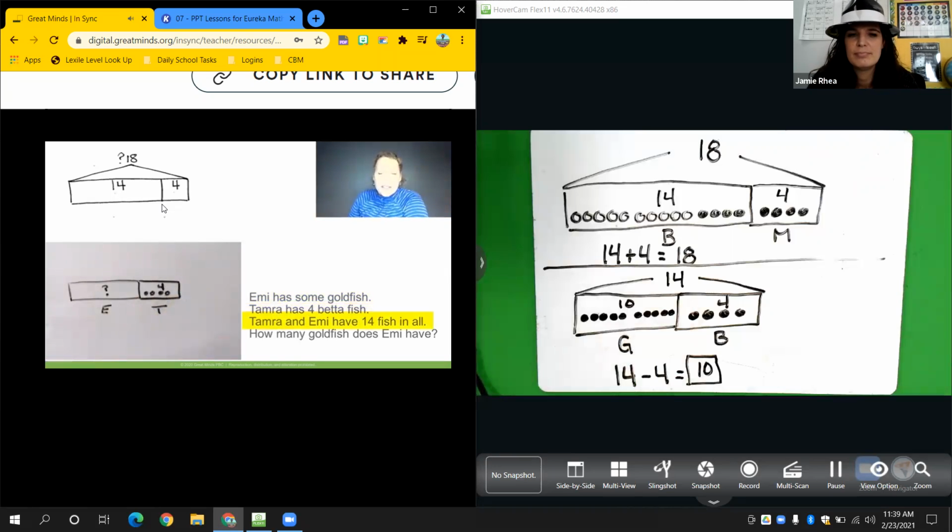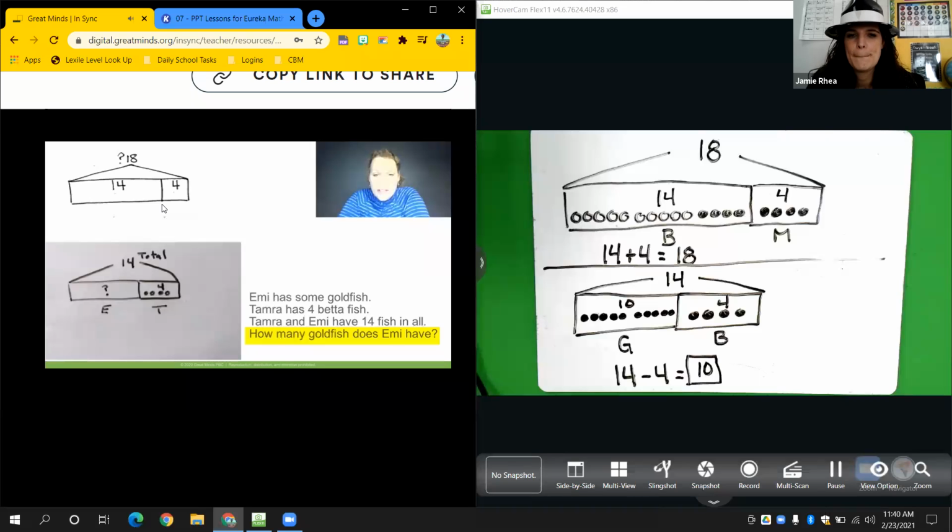Tamara and Emmy have 14 fish in all. Well, I know that that means that Emmy's fish and Tamara's fish, when you put them together, make the total of 14 fish. So I'm going to label the whole tape diagram 14, my total. I'm going to write out total to make sure that we know that that's a different T than this T, which is for Tamara. We put B for betta. Then I'll read the question.